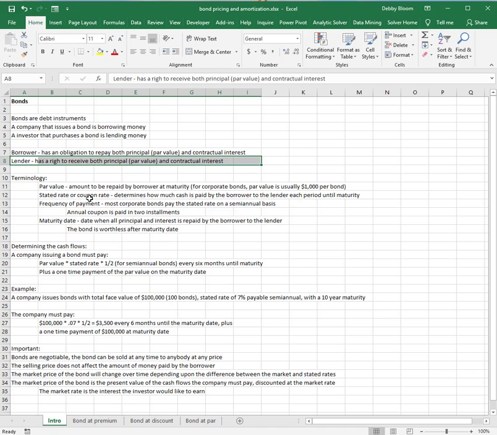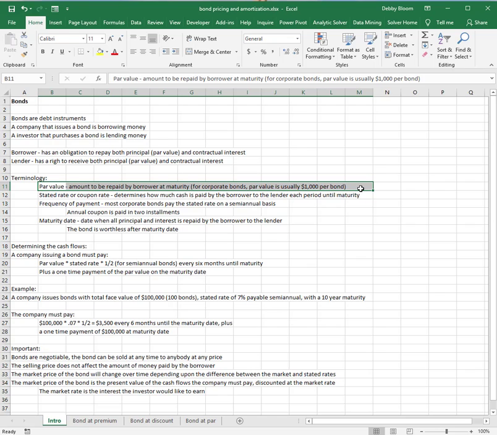Now, let's go over some terminology about a bond. First, we're going to talk about the par value. The par value is the amount to be repaid by the borrower at maturity. For corporate bonds, the par value is usually $1,000 per bond. The stated rate or coupon rate is decided by the issuer when the bond is issued, and it determines how much cash is paid by the borrower to the lender each period until maturity.